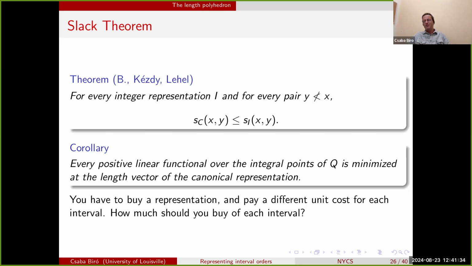And maybe as a consequence, you don't mind increasing the length of the interval of the steel point. Well, it turns out you can't really do much. No matter what the price of each point is, the optimal representation is always the canonical representation. You create the canonical representation, and then the adversary changes the prices around on the points. The optimal will still remain the canonical representation.